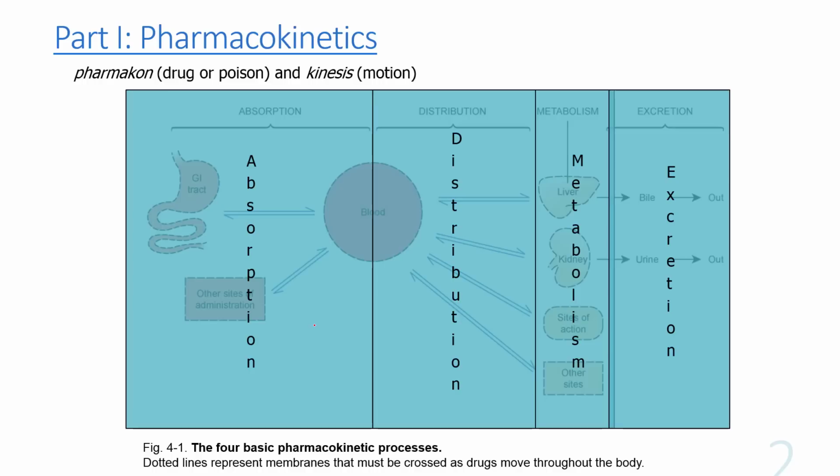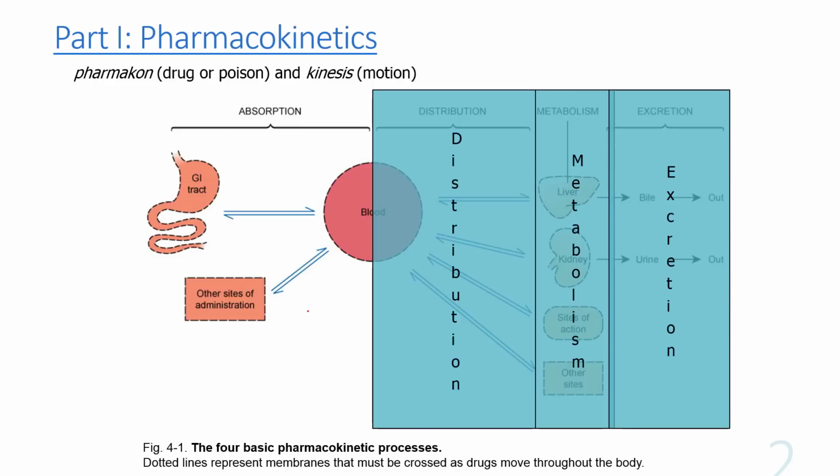So the first process is absorption. And again, if you click on the panel that has the word absorption and hit delete, it'll reveal the panels underneath it. So the first part is absorption. And absorption is the movement of the drug from the site of administration, whether it be orally via the GI tract or via some other route of administration, IV, IM, sub-Q, topical, and all that kind of stuff. So the movement of the drug from the site of the administration into the systemic circulation.